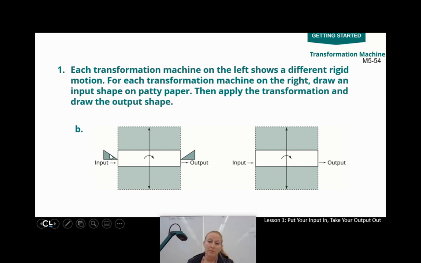They input the same triangle, and then it looks like they flipped it, right? It looks like they did a mirror image of this thing, like they just flipped it over the line. So whatever shape you want to put in here, you can pick whatever shape you like.